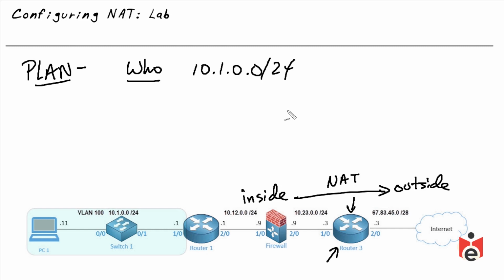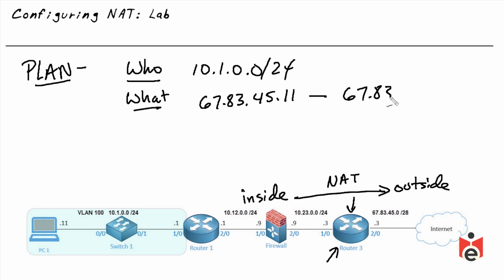The next question that we probably ought to address is, what are we going to translate those IP addresses into? So let's imagine for this scenario that we've talked to our service provider and we have purchased a small quantity of addresses off of the 67.83.45.0/28 network. So let's go ahead and pick 4 addresses because real IP addresses on the internet aren't cheap. So we'll go ahead and use 67.83.45.11, and let's go all the way through 67.83.45.14. And that'll be more than enough addresses to support this little network, which at the moment only has a single PC in it.